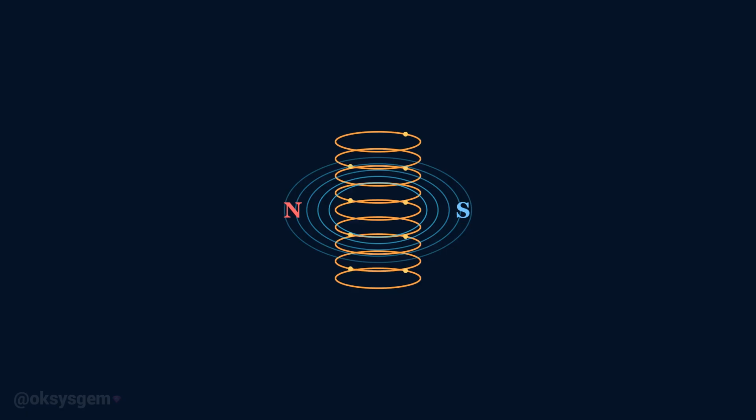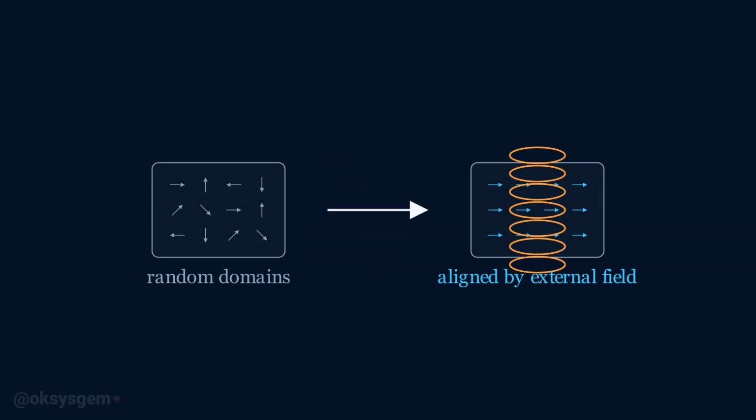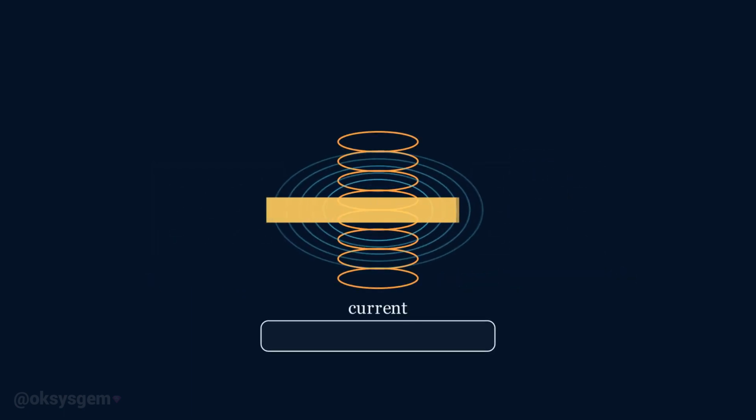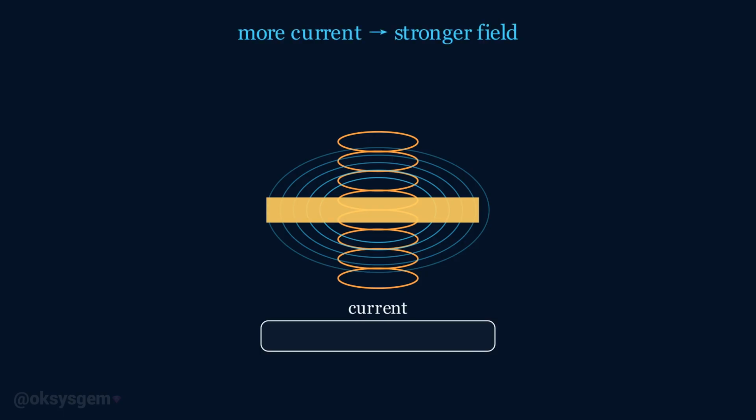Place a magnetic material, such as iron, inside the coil, and the field can become considerably stronger. The external field encourages magnetic domains inside the iron to align, turning the core into a temporary magnet. The major advantage is control. Increase the electrical current and the magnetic field generally becomes stronger. Reduce the current and it becomes weaker. Reverse the current and the magnetic poles reverse as well. Turn the current off, and much of the magnetism can disappear.